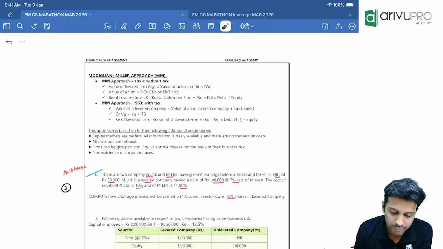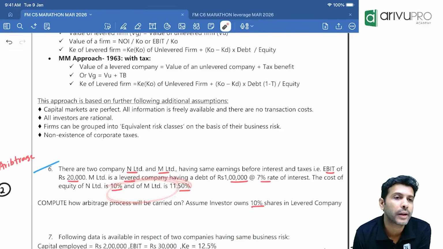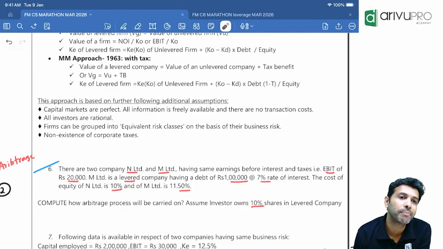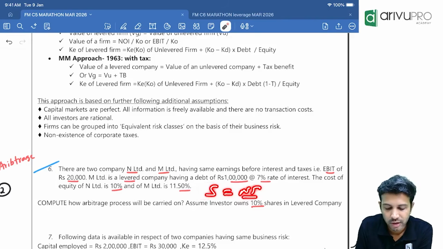EBIT by KO. Have they given KO or have they given cost of equity? Cost of equity. Yes, sir. That means you can find out KO directly? No. There is another formula to find out the value of the firm. What is that? S plus D. Do you know the value of debt? Yeah, how much? 1 lakh. That means you just need to find out S. And how do you get S? Net income divided by cost of equity.